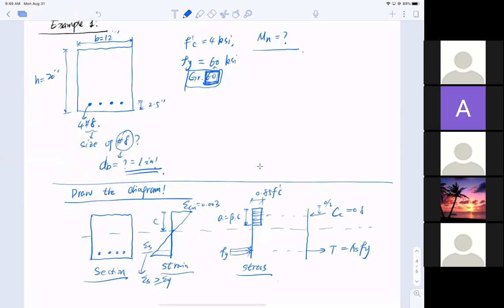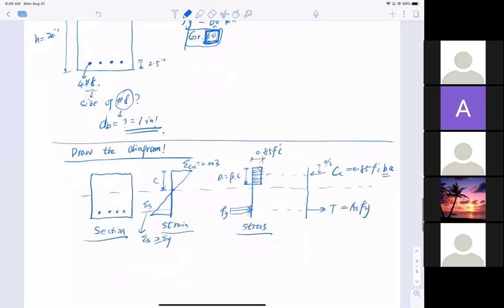Cc is 0.85 f'c b a. Don't forget b. Okay, so essentially that is the equilibrium. So this is called internal forces. That's why I call it short forces.